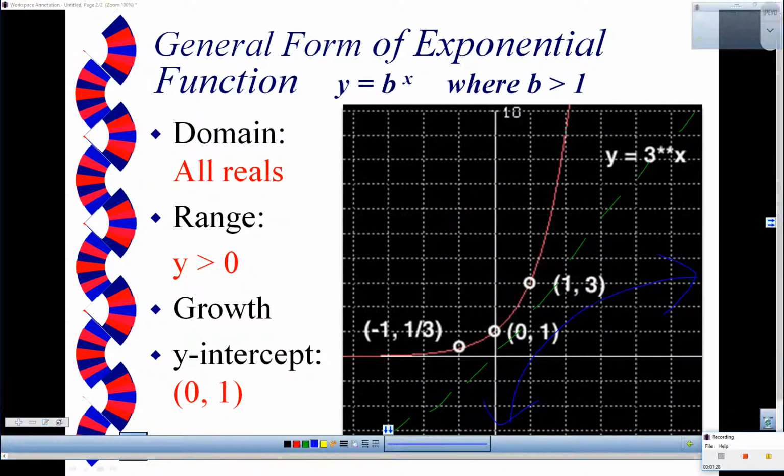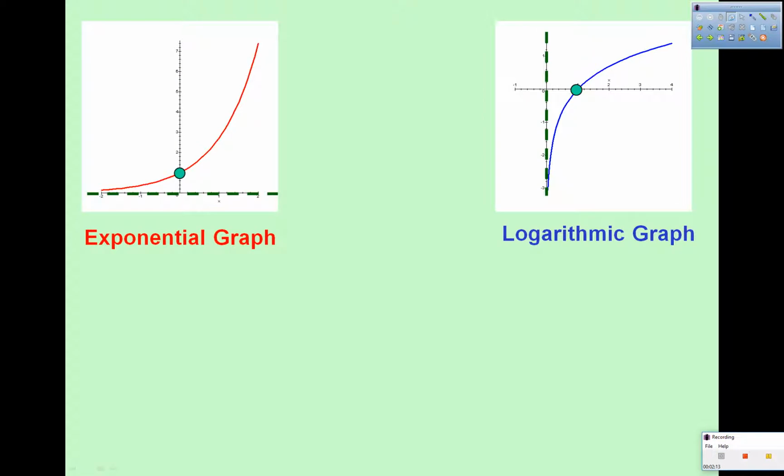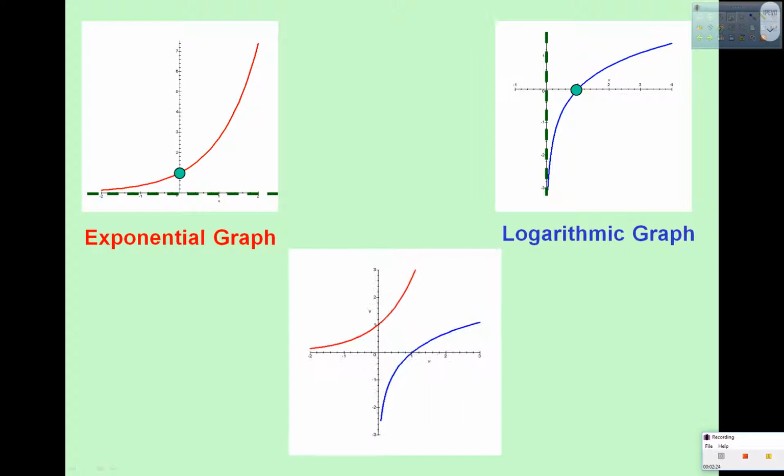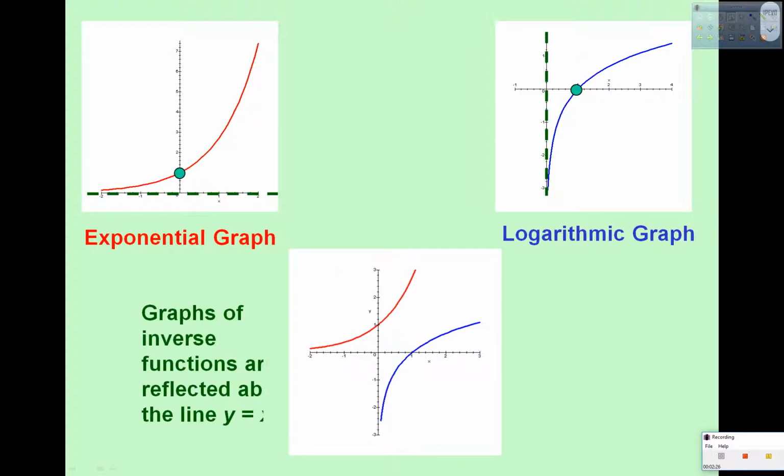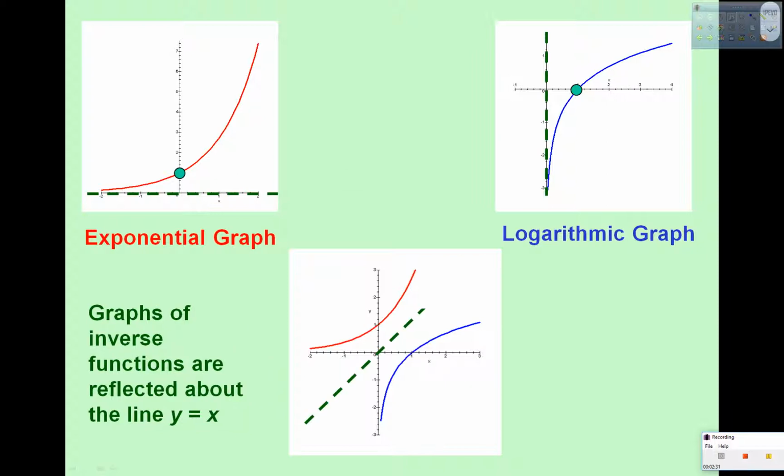Let me show that to you a little bit better on the next slide. Notice the red exponential graph and the blue logarithmic graph, both on the same coordinate graph. Notice that the graphs of inverse functions are reflected about the line in green, y is equal to x. So in blue, that is what the graph of the logarithmic function is.